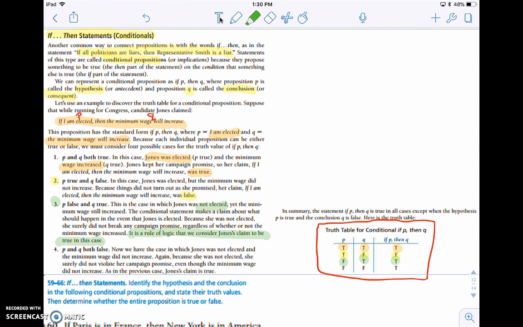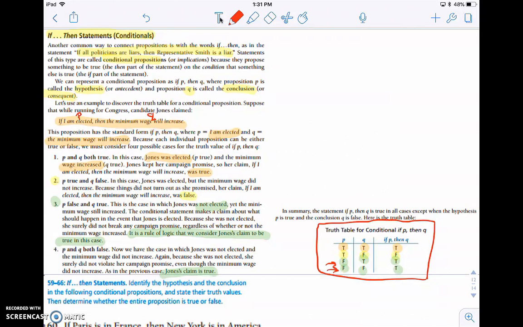Now, lastly, if P and Q are false, we have the case in which Jones was not elected and the minimum wage did not increase. But again, because she was not elected, she surely didn't violate her campaign promise, even though the minimum wage didn't increase. And so, just as in the previous case, Jones's claim is true. So if your hypothesis is false, which occurs in these two instances right here, then you automatically have a true statement.